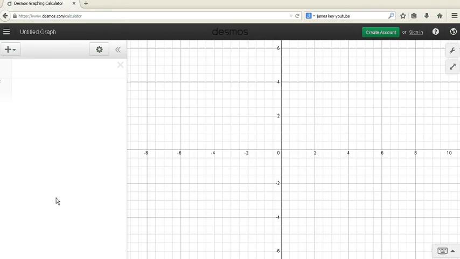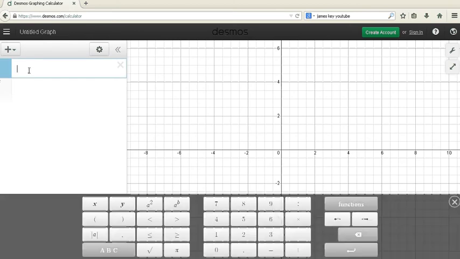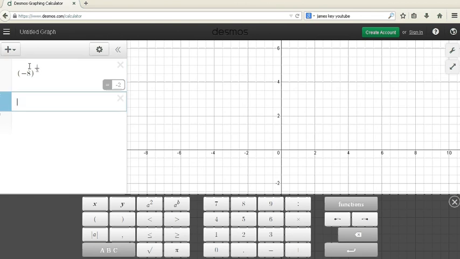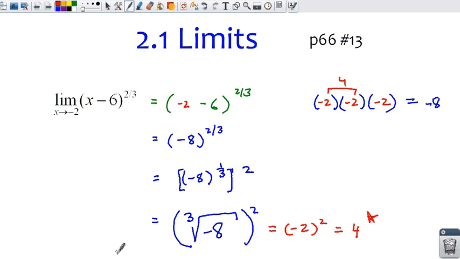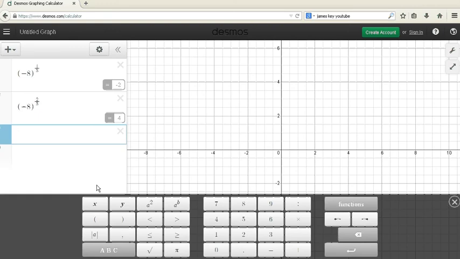Let's pop over here to our Desmos.com calculator, and let's actually type in that expression that I just evaluated, just for the sake of verifying that negative 8 to the power of a third, which is a cube root, I said was negative 2. It is. And if you raise negative 8 to the power of 2/3, the answer is 4, and it is. Furthermore, if we graph the function x minus 6 to the power of 2/3, the graph should support that.